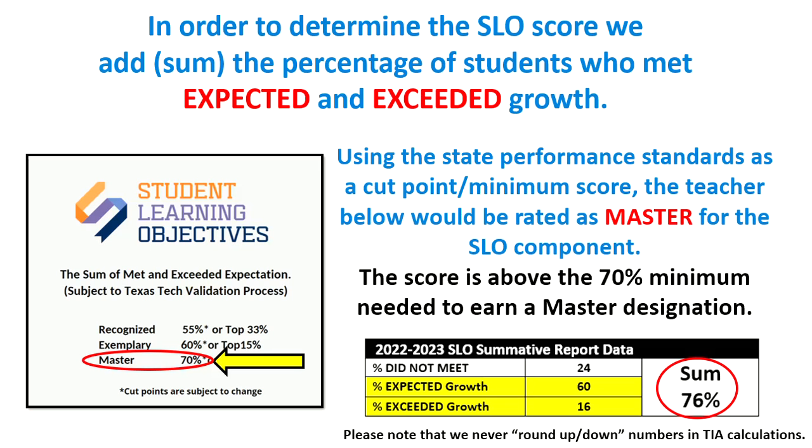So let's talk about designations in SLOs. In order to determine the SLO score, we must add or sum the percentage of students who met expectation and exceeded growth. Again, here's what it looked like in your scorecard. And we added the 2 numbers together and we got a percentage. So in this example, we added expected growth at 60 and exceeded growth at 16. Together that makes a 76. We take that to our minimum cut points, and using the performance standards, we notice that a 76 surpasses the master level. So this designation for the SLO score would be a master.